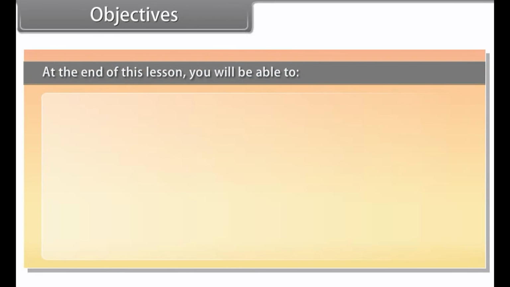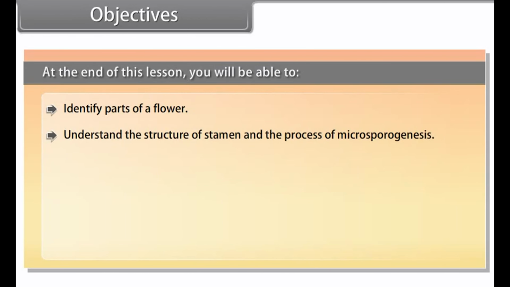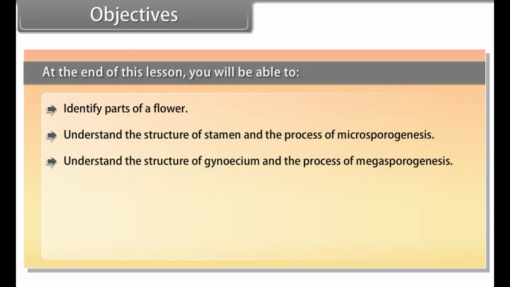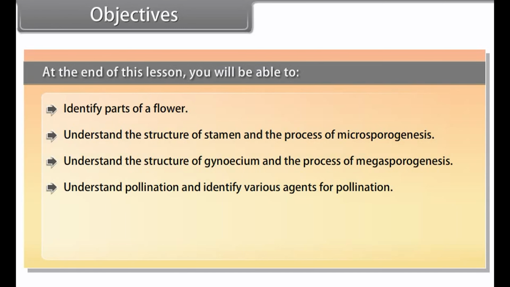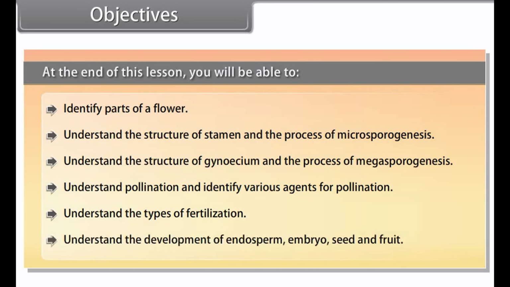Objectives. At the end of this lesson, you'll be able to identify parts of a flower, understand the structure of stamen and the process of microsporogenesis, understand the structure of gynoecium and the process of megasporogenesis, understand pollination and identify various agents for pollination, understand the types of fertilization, and also understand the development of endosperm, embryo, seed and fruit.